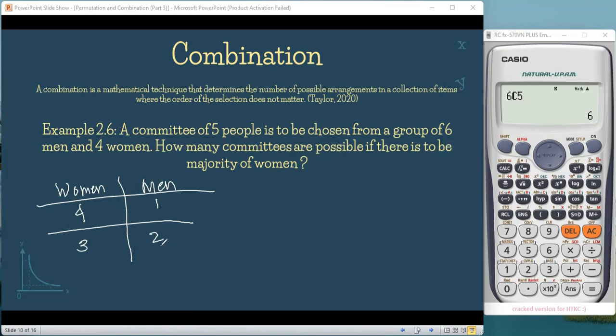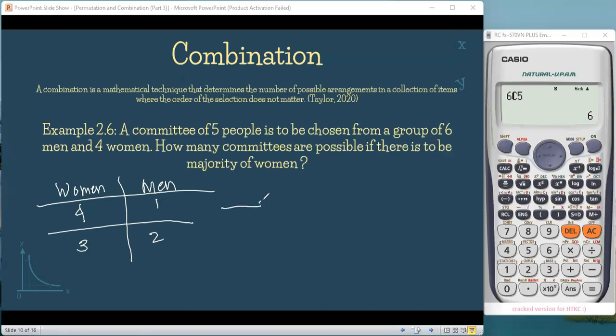So actually ito lang po yung pwede nating combination kasi kung si women po ay 2, si men ay 3, so technically mas marami na si men. Eh ang tinatanong po dito majority of women. Kung ito naman po si women ay 5 at men si 0, so ang condition naman na po ay hindi na majority of the committee is women, kundi all of the committee members are women.